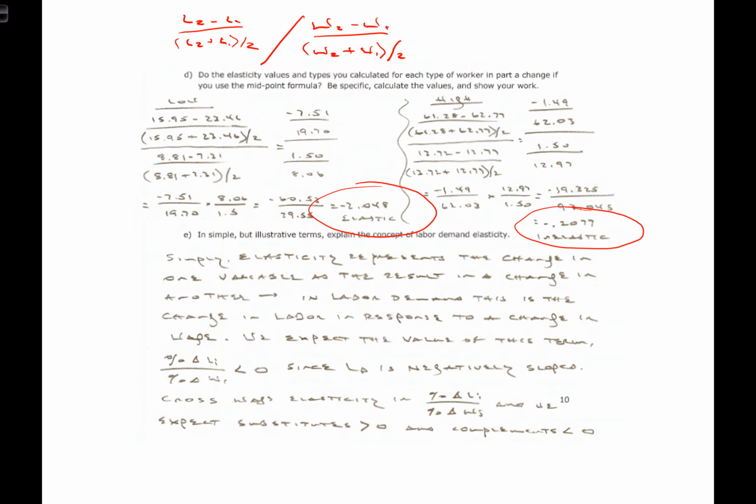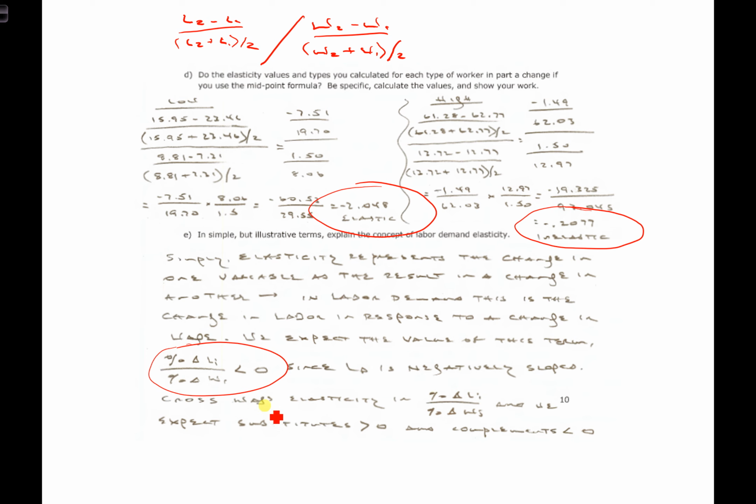And then finally, I ask you to, in simple but illustrative terms, explain the concept of labor demand elasticity. And what I've said here, I think, is a pretty simple way of saying it. Elasticity represents the change in one variable as a result of the change in another. You can use the rubber band and a piece of wood, or in this case, we're using labor and wage. And so in labor demand, this is the change in labor in response to a change in wage. We expect the value of this term to be less than 0 because it's demand, and labor demand is negatively sloped.